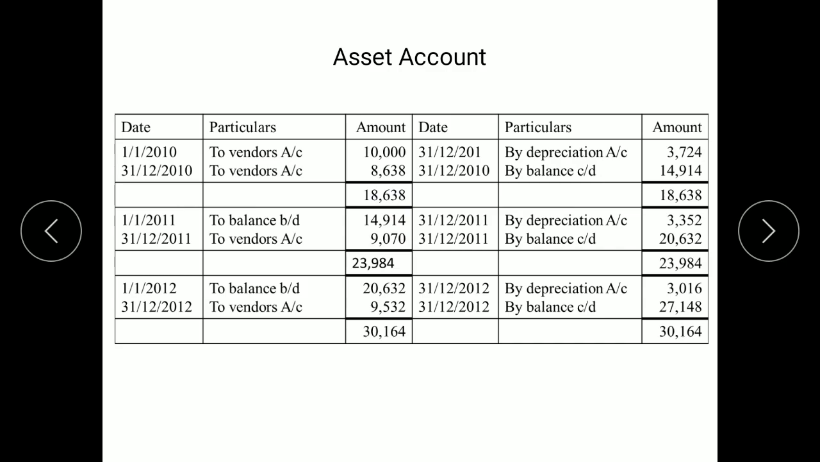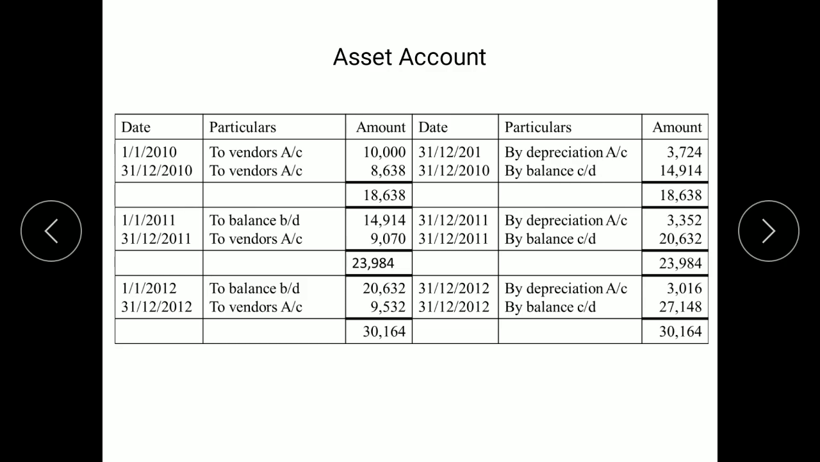Again at the end of the second year, the principal amount becomes due. So to vendors account 9,070. Depreciation is charged at the end of the second year. So by depreciation account 3,352. Again the debit side is more, so the difference will be transferred on the credit side. By balance carried down 20,632. This amount is again brought down to the next year.